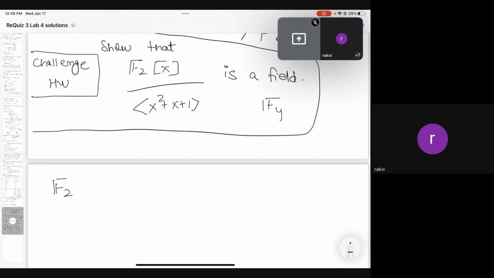So I started: F4 is 2 squared. My base is always F2, so I take all the degree 2 polynomials. And why degree 2? Because 4 is 2 squared.